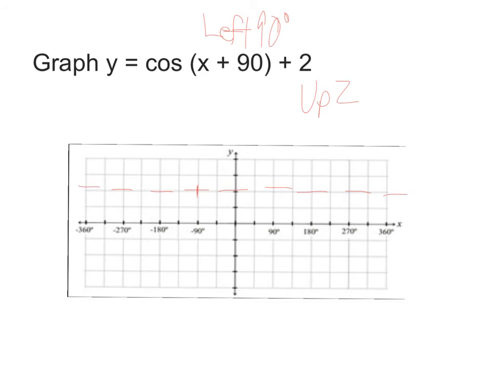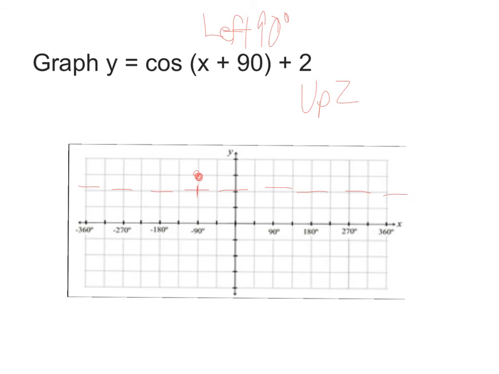So from there, cosine starts at the top of the amplitude, right? It normally starts at 1. So if I'm already here at 2, where is cosine going to start? 3. It's going to start up at 3. Okay? So right there is one of the points on our cosine graph.